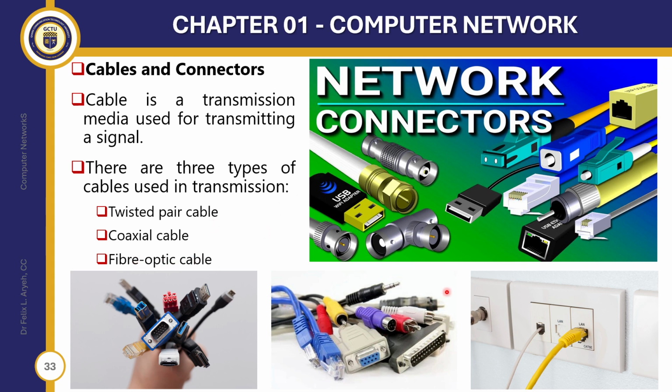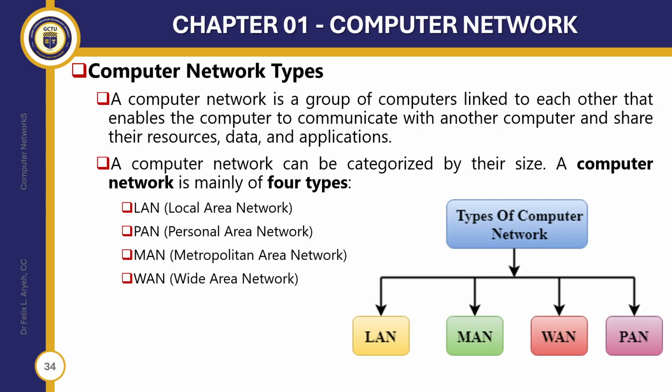They are very thin. There's an example of fiber optic cable. These ones are fiber optic cable. So these are some cables and connectors that exist. Now, the computer network types. There are so many types of computer networks, but the key ones are the ones that we're going to talk about.